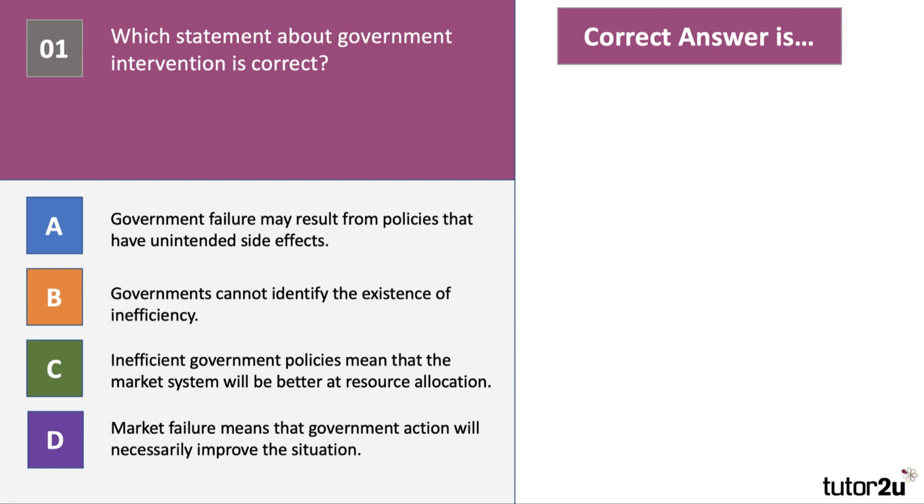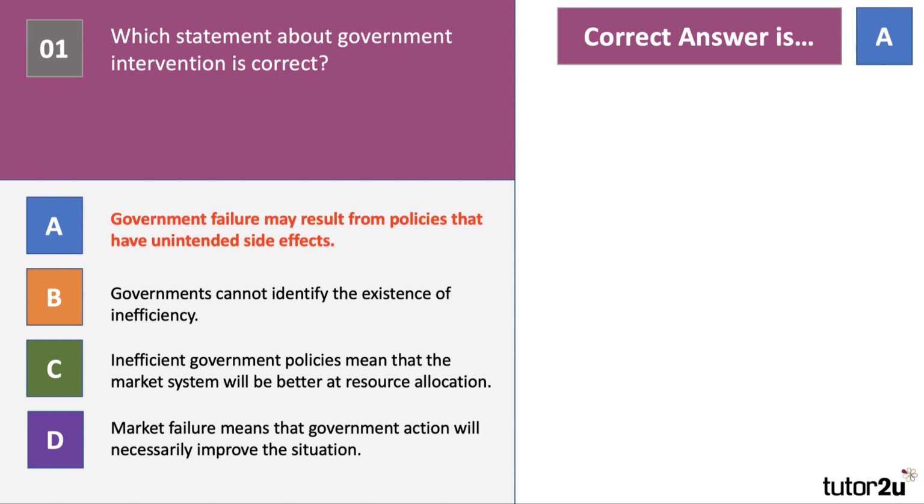Here's the first question for you. Which statement about government intervention is correct? There are the answers, A, B, C and D. Press the pause button please and do have a go at question number 1. So which statement about intervention is correct? The correct answer is A.